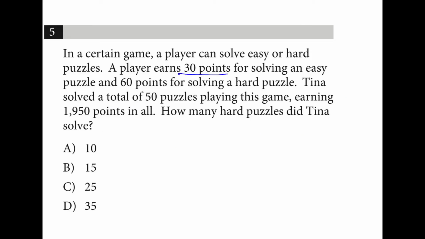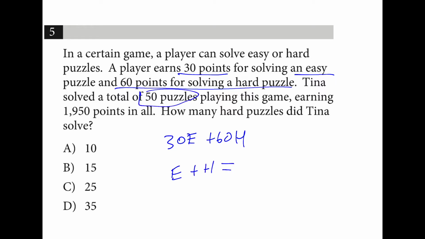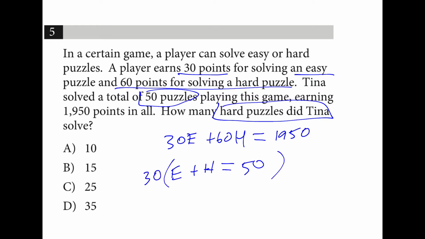So we earn 30 points for an easy puzzle, so that's 30E. 60 points for our hard puzzle, 60H. So E plus H, total of 50 puzzles. And total points of 1950. And we are trying to solve for H. So we want to get rid of the E's. I could multiply this bottom equation by 30.